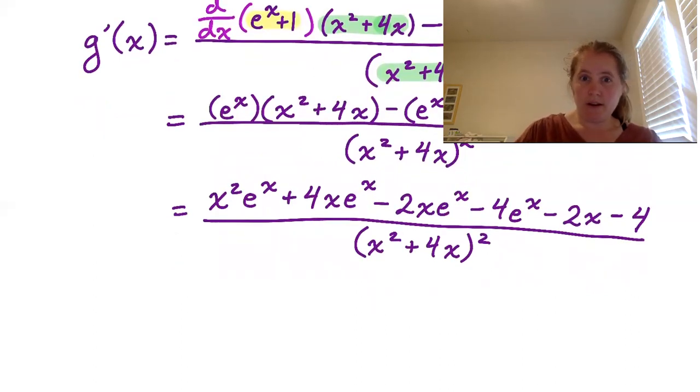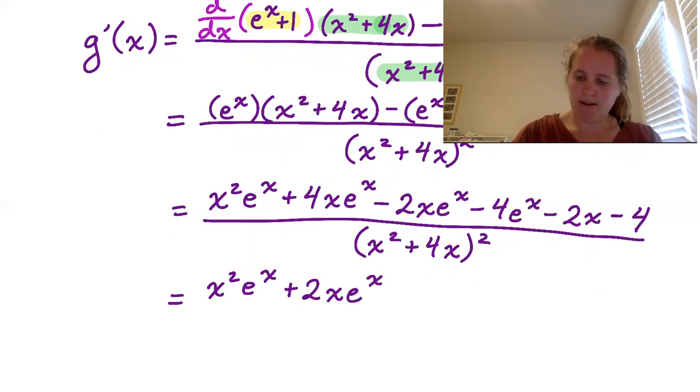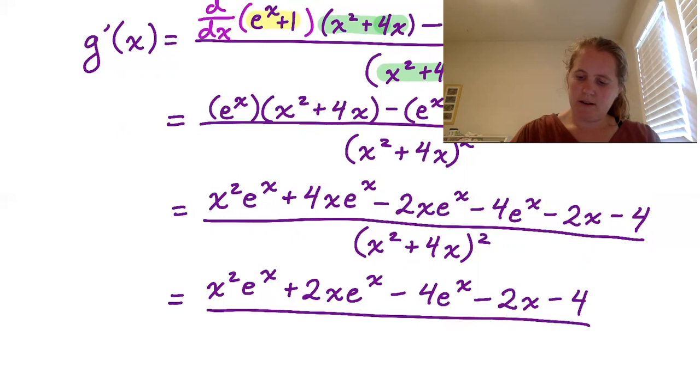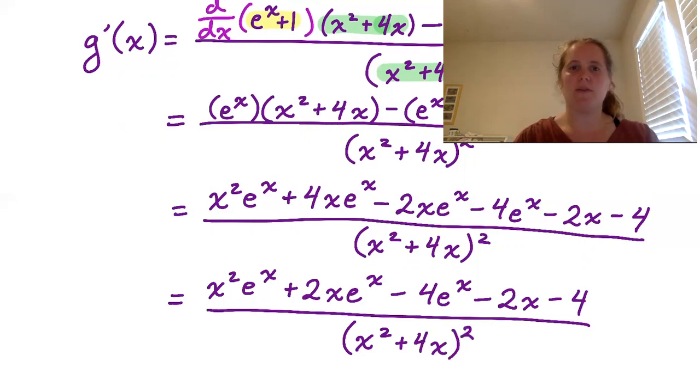And then our only like terms are x squared e to the x plus 4x e to the x minus 2x e to the x. We wind up with a plus 2x e to the x. Then we have minus 4 e to the x minus 2x minus 4. And I'm just going to leave my denominator as x squared plus 4x, the whole thing squared.